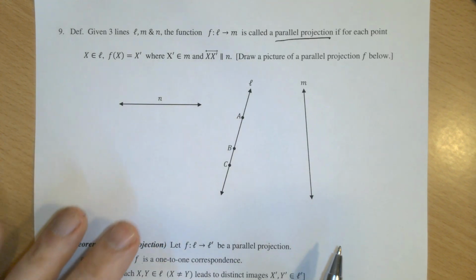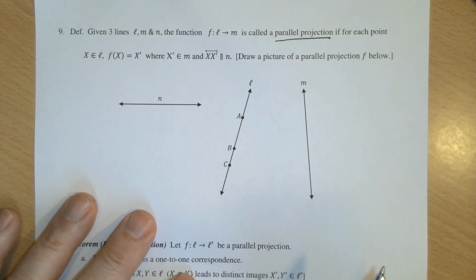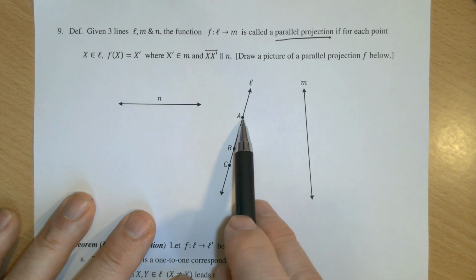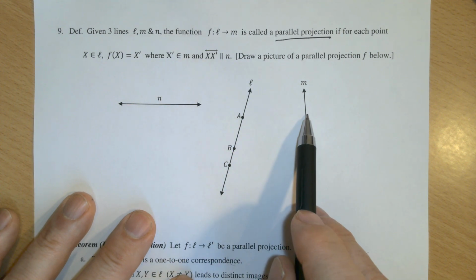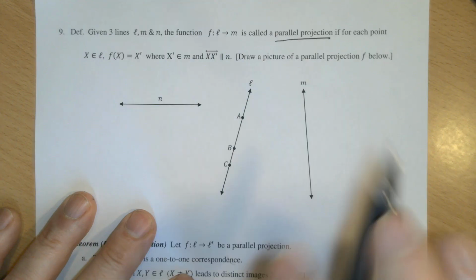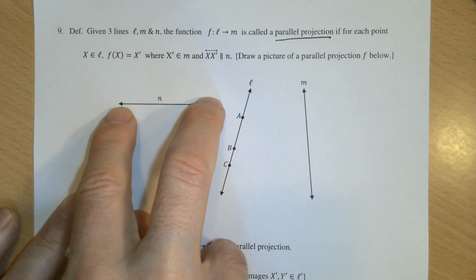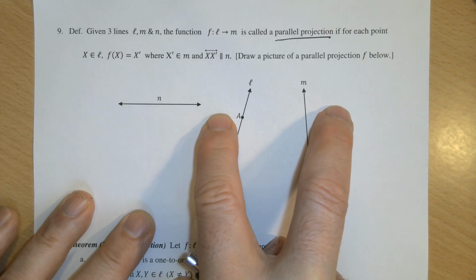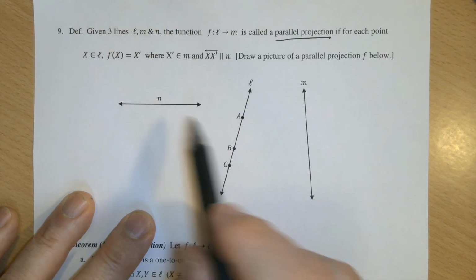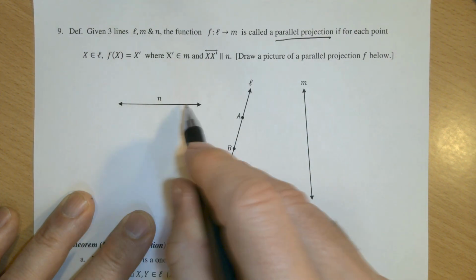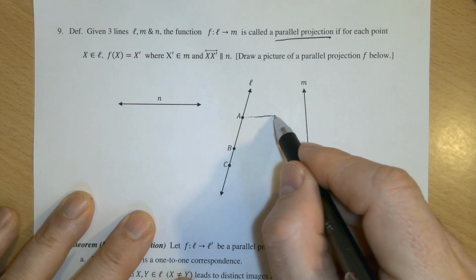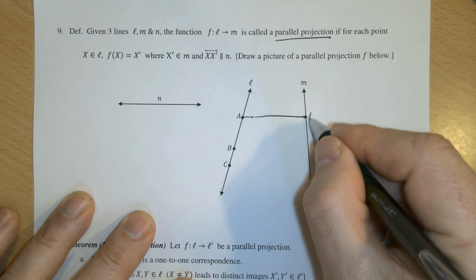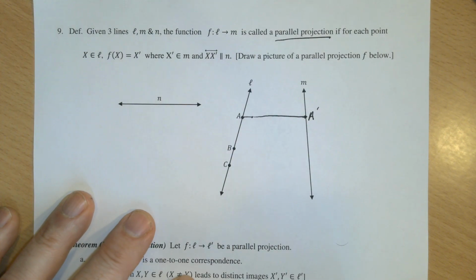So we're just going to draw a picture for this definition. It's going to be very simple. A is going to get mapped to A prime on M. And how are we going to find A prime on this line? We're going to take this line in and make it go through A in our minds. Make sure it's parallel. So I made this look like a horizontal line, so I'm going to go straight to there. That would be my A prime.